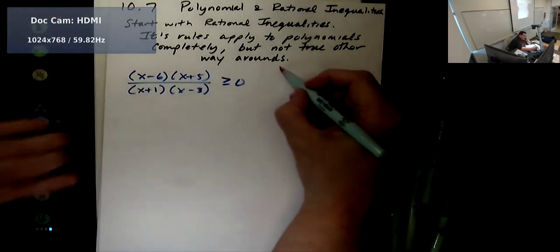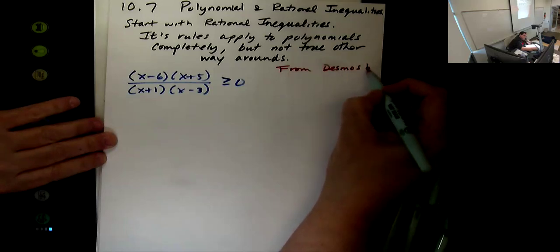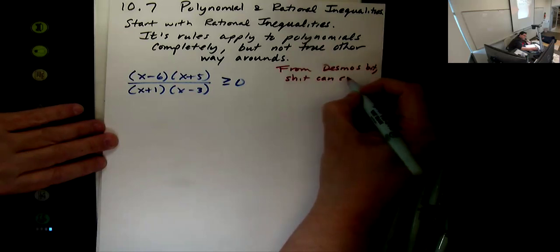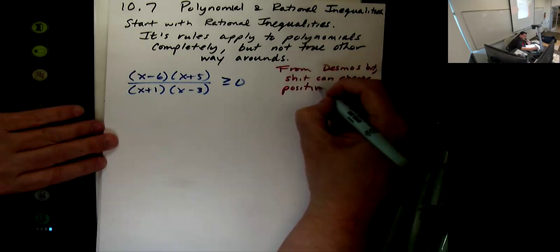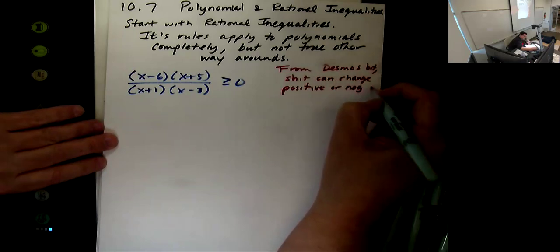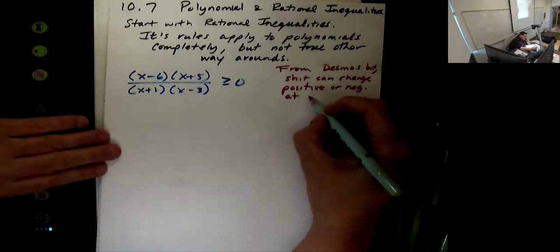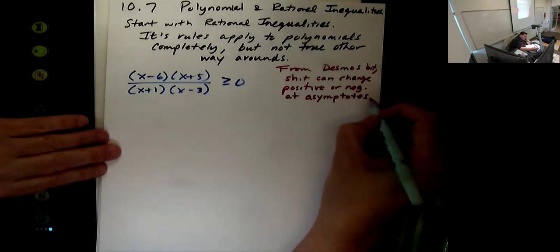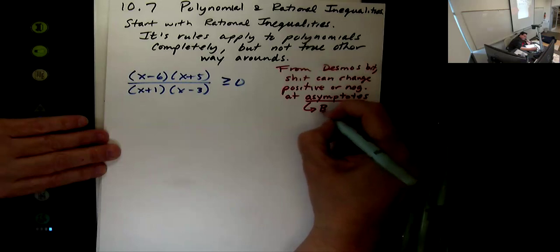So, from the Desmos bit, things can change, positive or negative, at the asymptotes. And that's how you spell asymptotes. And these occur when bottom equals 0.